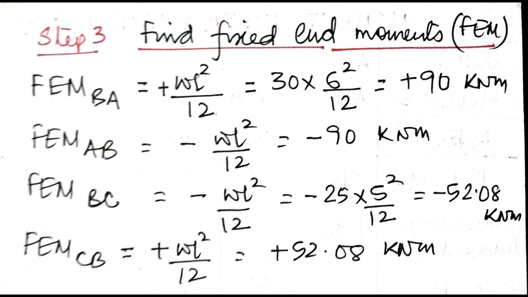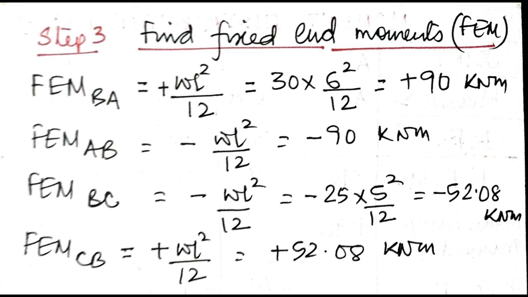So FEM BA, that is WL square by 12. So 30 into 6 square by 12, that is plus 90 kilonewton meter. Why is it plus? Because as I have explained earlier, here we will consider the clockwise moment as the positive one. So BA, it is the clockwise moment, so it is plus 90. But FEM AB, the value is the same, but it will be anti-clockwise, hence minus 90 kilonewton meter.